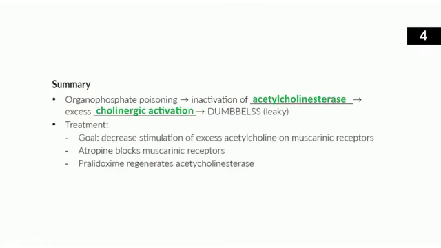And finally, remember to treat Old MacDonald with atropine and pralidoxime. The atropine will block the stimulation of those muscarinic receptors, and the pralidoxime will help by reactivating acetylcholinesterase so it can go out and kill all that acetylcholine that's building up.